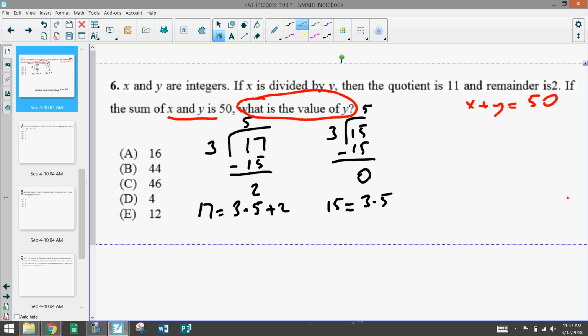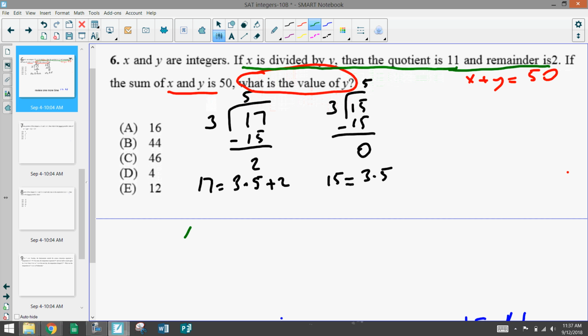I cannot solve this equation because there is one equation. How many variables? 2 variables. I cannot solve it. I need one more equation. Does that make sense? So I'm going to get that equation from here, that definition here. I will get this second equation from this expression. So how? x is divided by y, then the quotient is 11, and the remainder is 2.